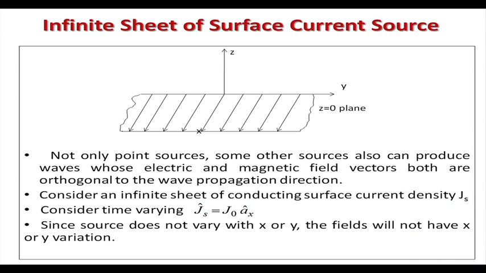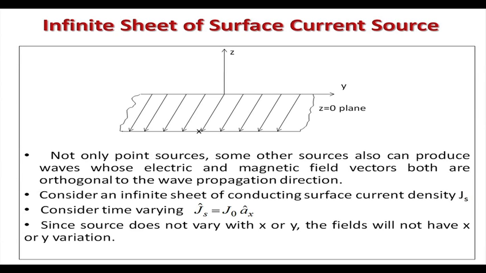Now, we see another type of source. Instead of a point source, suppose we have, all these are abstractions, but they will help you understand what a source is and how it radiates. Suppose we have an infinite sheet of surface current source, that means a whole plane where we have a directed surface current. It is called a sheet of surface current source. Here we have taken that in the z equal to 0 plane, the sheet of surface current source is lying.